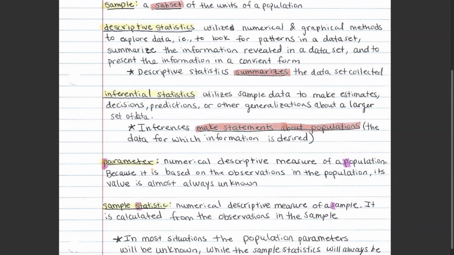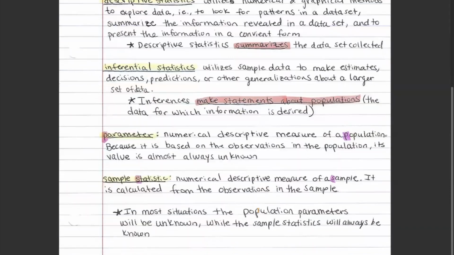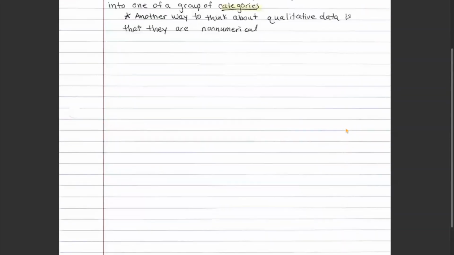A way that I remember and differentiate between parameter and statistic is that a parameter deals with a measure of the population, so I think P and P, whereas a sample statistic is a numerical descriptive measure of a sample, so I remember S and S. So that's just a little tip for differentiating a parameter and a statistic.